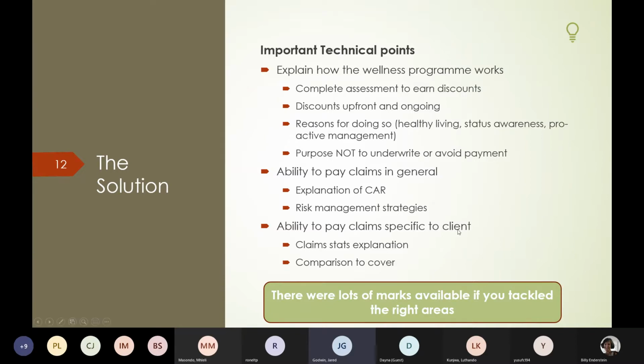And then you make it specific to him, because as I said, you use the claim stats and you show his comparison of his cover compared to what you normally pay, and the fact that he's not an outlier. You're not all sitting there sweating, worried that if he claims you're not going to be able to pay it.